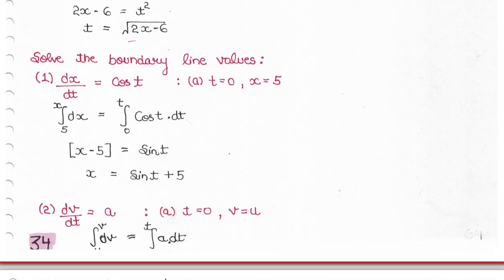Now if we have dx/dt = cos t, our boundary condition is t = 0 and x = 5, we can write the integral from 5 to x of dx = the integral from 0 to t of cos t dt, or x − 5 = sin t, or x = sin t + 5.